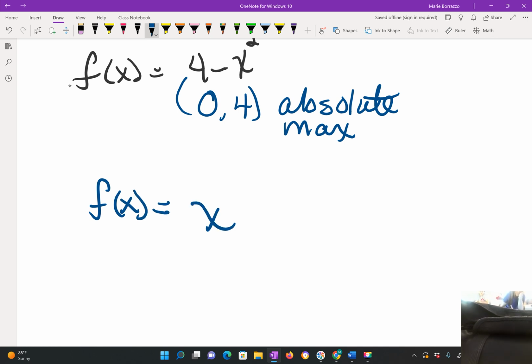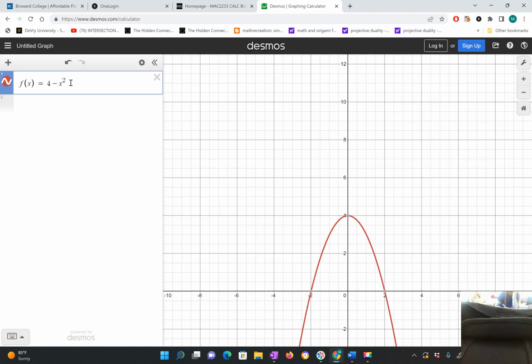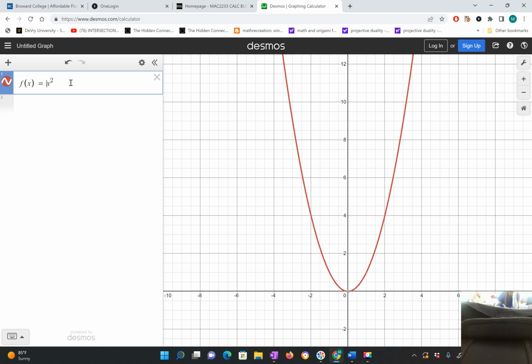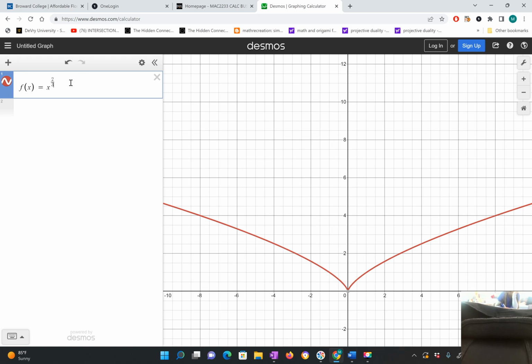And the third diagram we have is f of x is equal to x raised to the 2/3 power. So this is a tricky one because this one actually does this fold out of the origin. So if I go back, that's what it does. So in this case, you would say 0, the origin basically, is the absolute minima. There is no maxima because it just fans out.